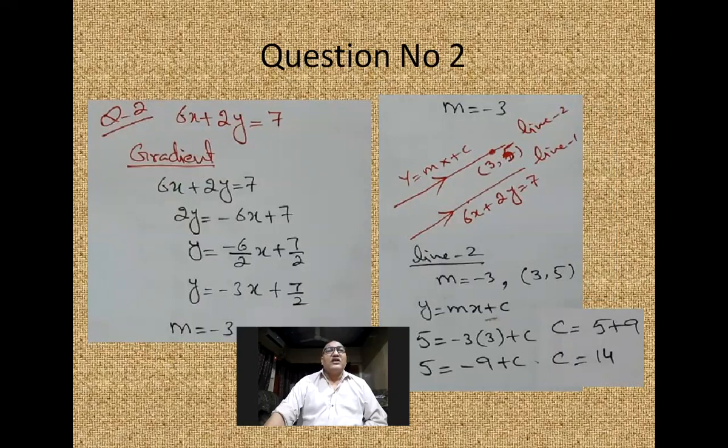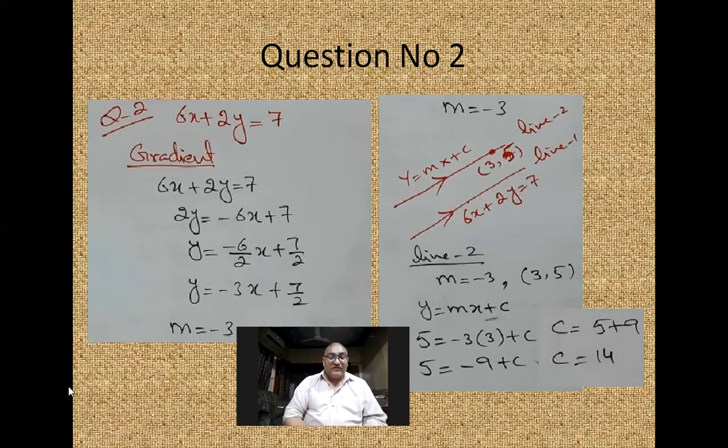And the next question coming up on your screen is question number 2. And let me read it from the book. It says the equation of a straight line is 6x plus 2y equals to 7. The first part is find the gradient of this line. And then we have the second part, another line with the equation y equals to mx plus c has the same gradient as 6x plus 2y equals to 7, and passes through the point 3, 5. Find the value of the c. So this is the whole question.